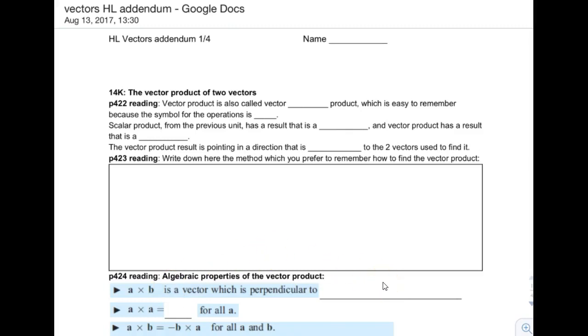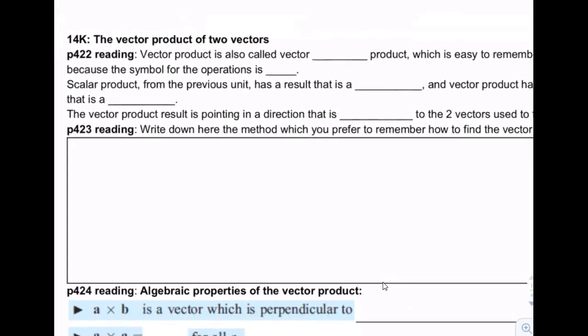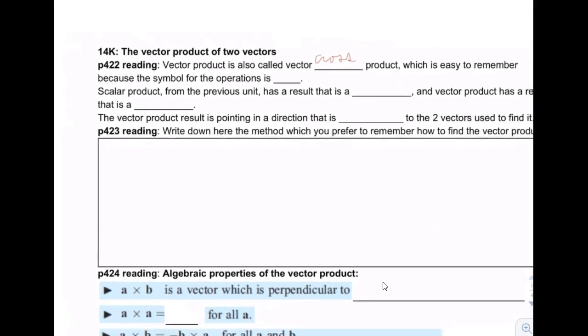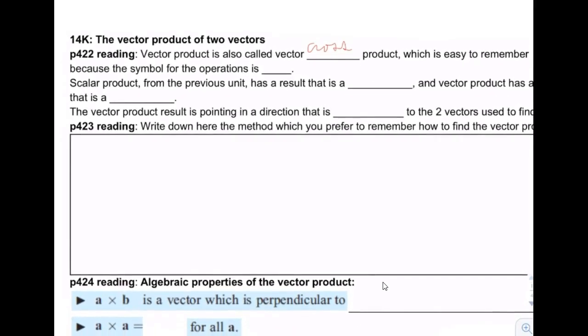This is the addendum for the vectors chapter. We're going to talk about vector product today. So on page 422, you can read about vector product. It happens to also be called cross product, which is easy to remember because the symbol for the operation is like a big multiplication sign.